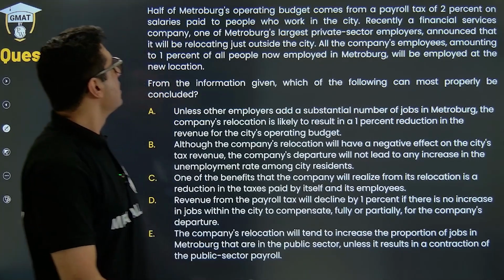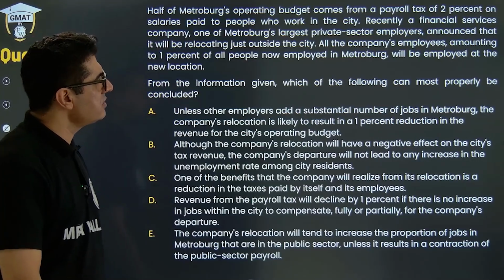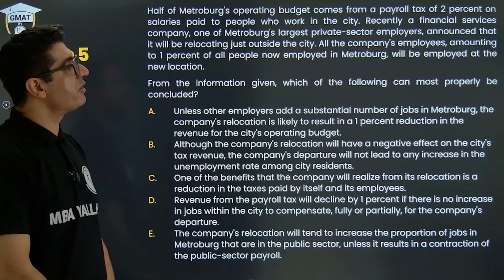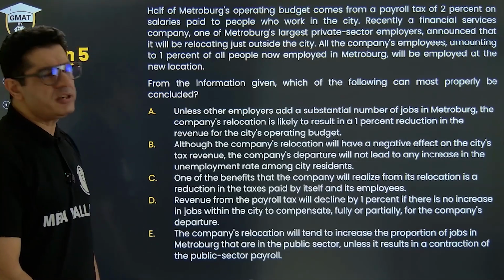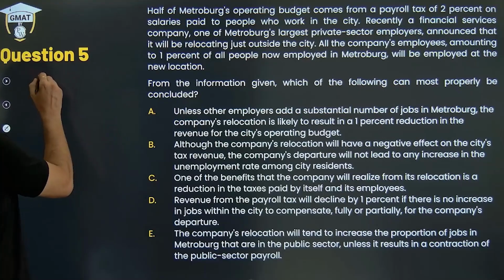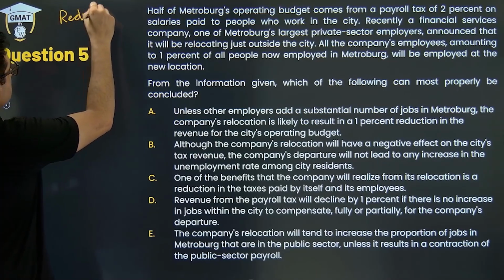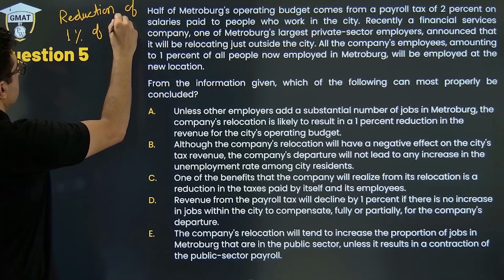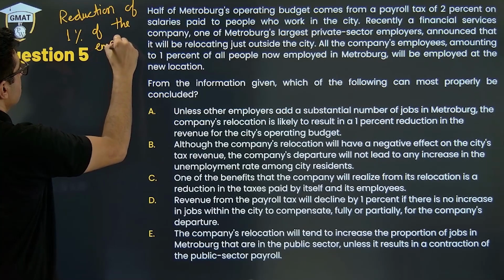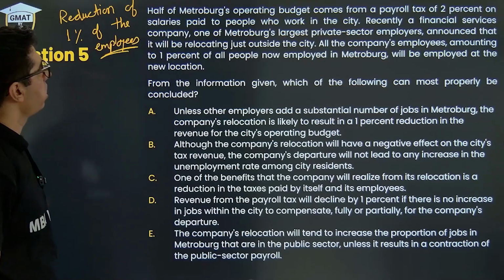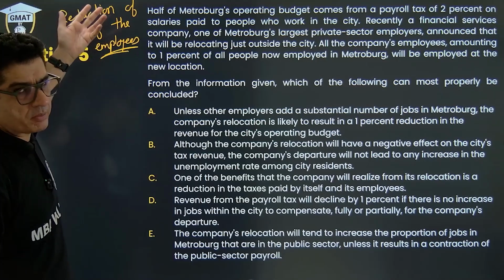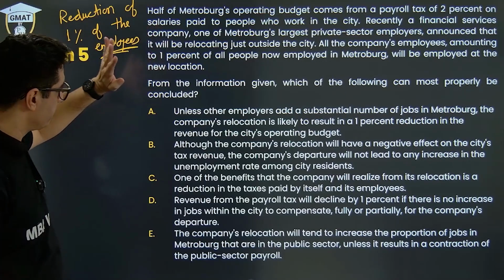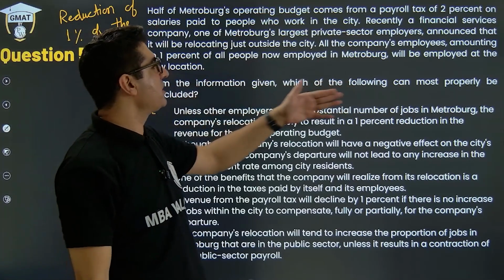Recently, a financial services company, one of Metroburg's largest private sector employers, announced that it will be relocating just outside the city. All the company's employees, amounting to 1% of all people now employed in Metroburg, will be employed at the new location. So essentially, there is a reduction of 1% of the employees from all the people who were employed. So if there were 100 people employed, now you would have 99 employed there. Fair enough. From the information given, which of the following can most probably be concluded?